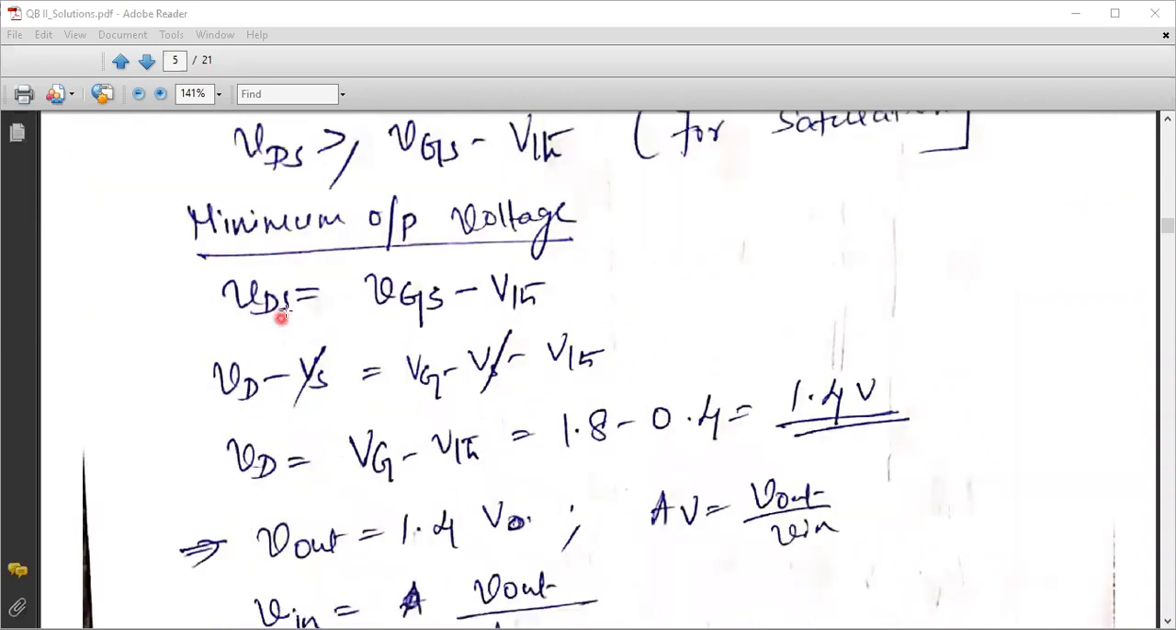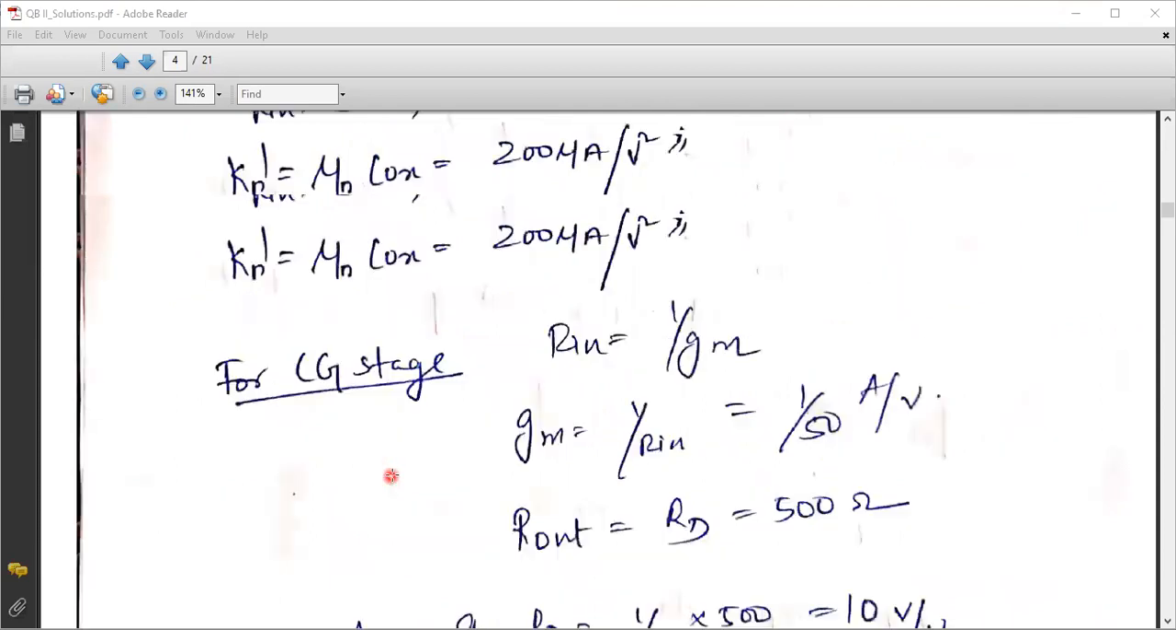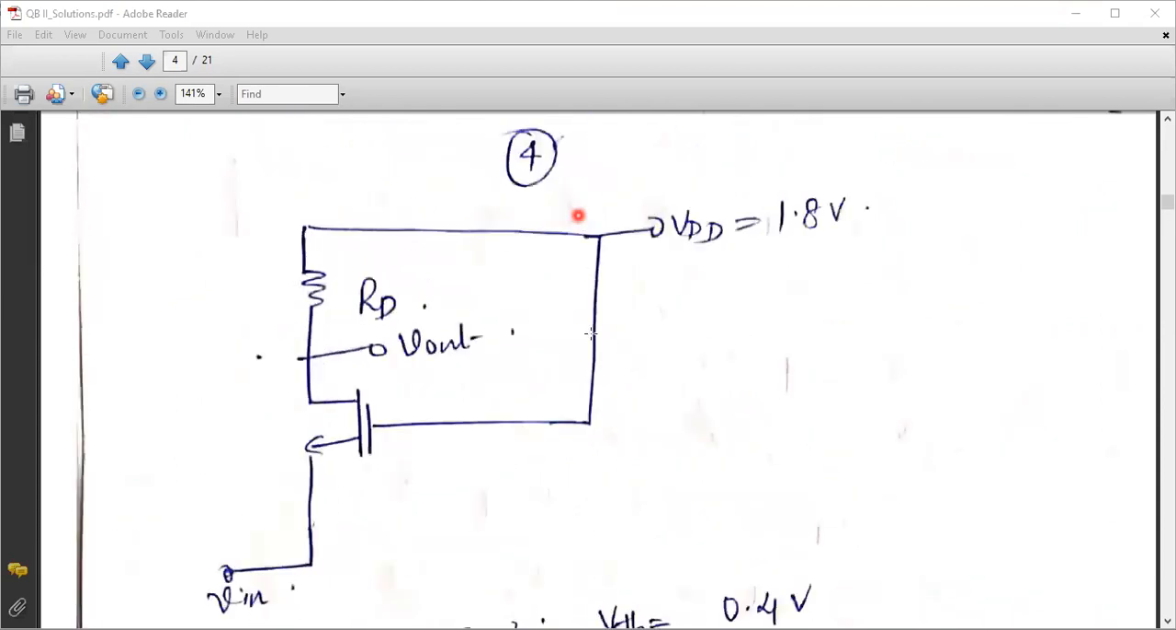Now, what is VDS? VDS is the potential difference between the drain and source, and VGS is the potential difference between gate and source. So cancel VS from both the sides. So VD can be written as VG minus VTH. And what is VG? VG is the same as VDD, right?